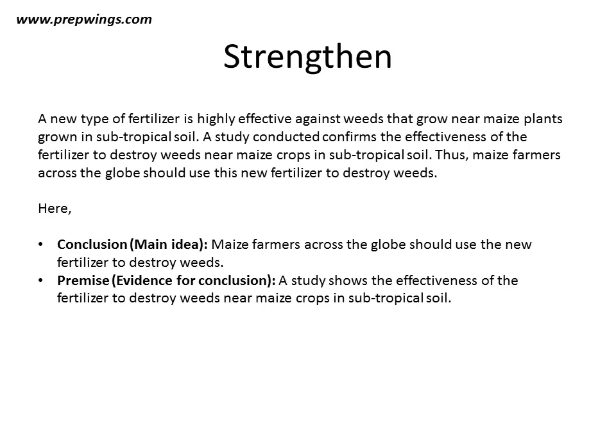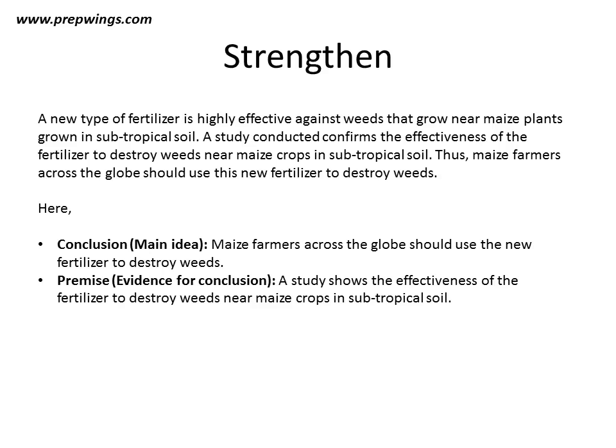Now, if we look at this argument, the conclusion of the argument is that the maize farmers across the globe should use the new fertilizer to destroy weeds. This is the main idea that is presented in the argument. And the premise, which is the reason for conclusion or the evidence for conclusion, is that a study shows the effectiveness of the fertilizer to destroy weeds near maize crops in subtropical soil.